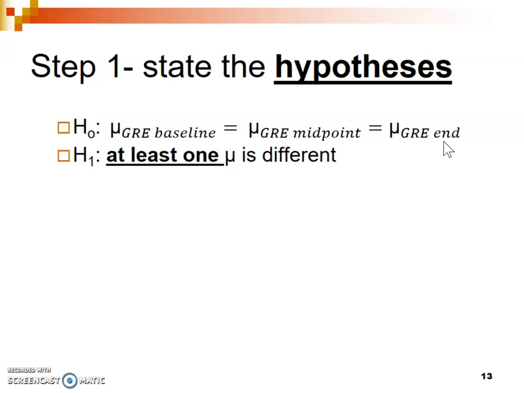So there are a lot of different possibilities of differences that we could find in this analysis. That's why we always state our alternative hypothesis by just saying that at least one of those time points is different, and then we'll continue on later to explain which ones are different. So those are our two hypotheses that we're going to be testing out in this ANOVA.